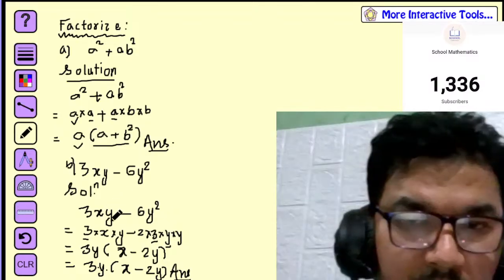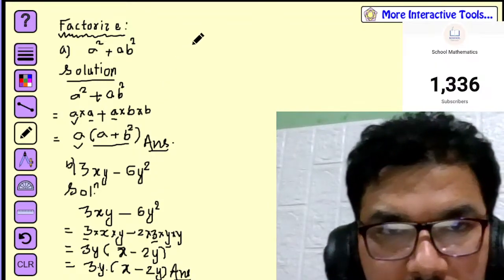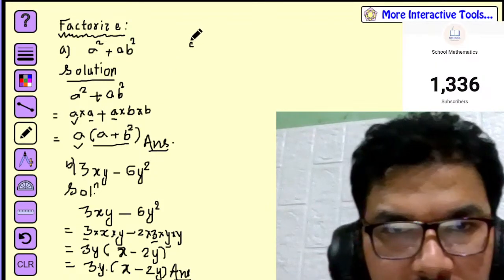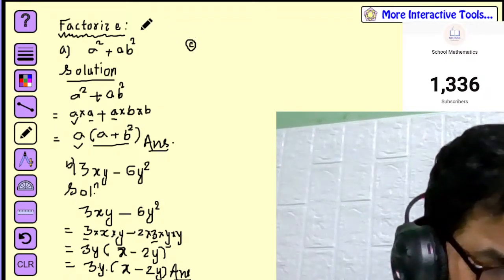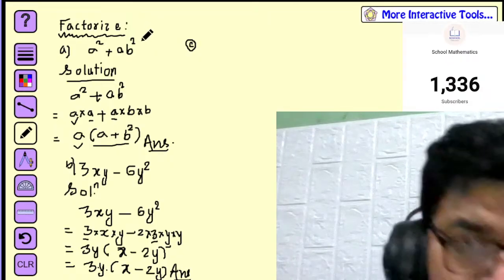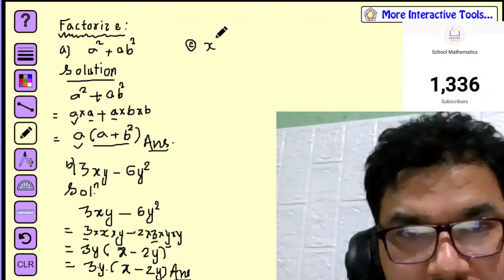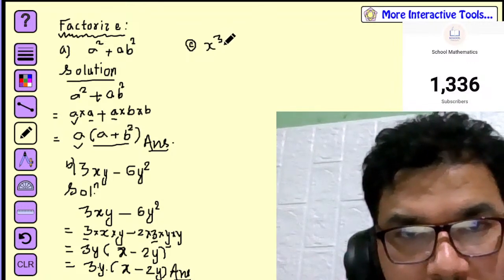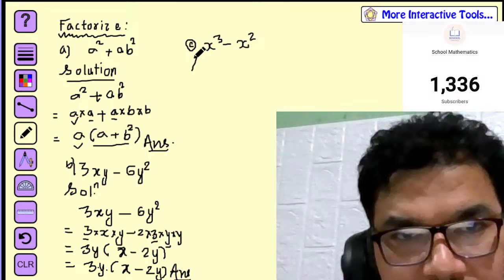Okay, now I want to share other questions. Here I want to show C number, and how you will factorize this. Here is given, suppose, x cube minus x square, okay. If here is given x cube and the second term is given x square, right? In this case, how to factorize?